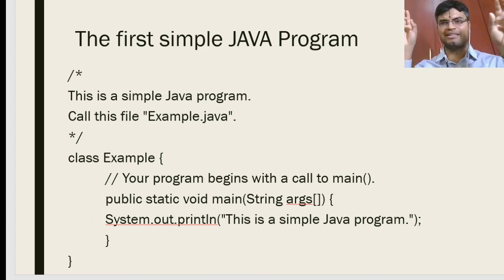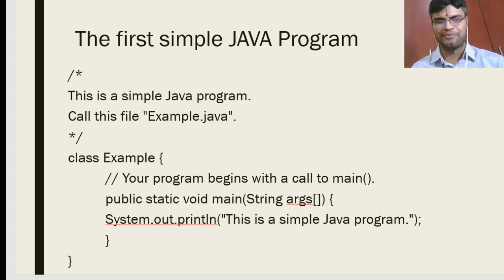Inside that we are passing in the double quotes the parameter that we want to print. So in this case, whatever you write in that println in the double quotes will get printed on the output screen, right? So this is a simple Java program. This is how a Java program looks like, guys.